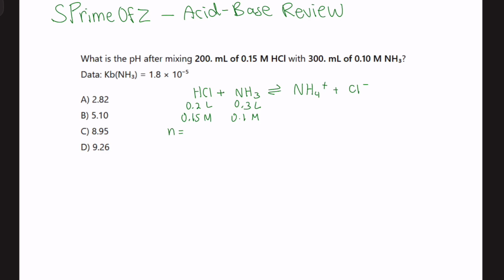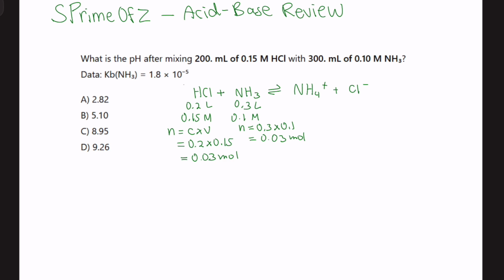So n, the moles, is concentration times volume. So if I want to find how many moles there are, this is 0.2 times 0.15, and this will give me 0.03 moles. And I can do the same for ammonia. So 0.3 times 0.1, so 0.03 moles. So we have the same amount of moles on both sides.